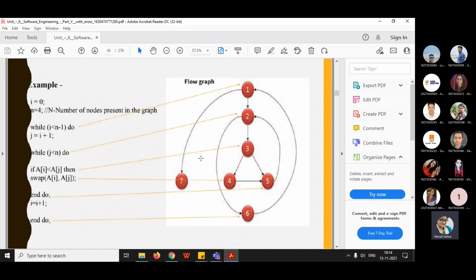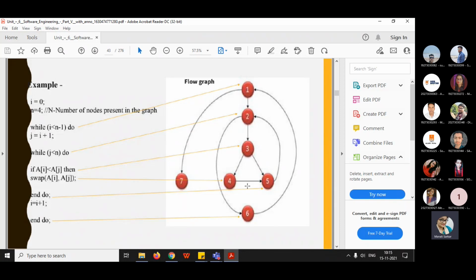You already know this thing, how to convert a pseudocode to a flow graph. So see here, that's why I have written it like this. The code is this and the corresponding flow graph is this. I have given while i less than n minus 1. If this condition is true, then it will enter the loop. That's why I have put this condition in node number 1.